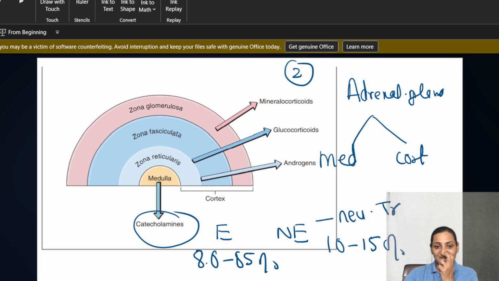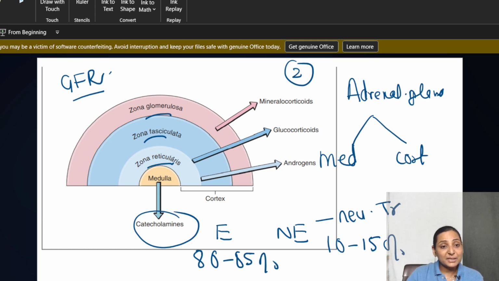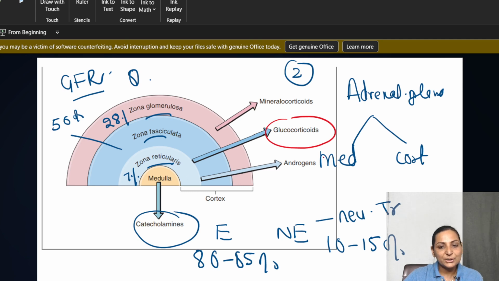Epinephrine is not a neurotransmitter, very important point. When we consider the adrenal cortex, it has 3 layers, GFR, that is zona glomerulosa, fasciculata and reticularis. A very important MCQ: which layer is maximum? It is zona fasciculata, which is around 50%, around 21 to 28% is glomerulosa, and the remaining around 7% comes to reticularis. The principal secretion of fasciculata is glucocorticoids, of reticularis is androgens, and of glomerulosa is mineralocorticoid. The chief mineralocorticoid is aldosterone.